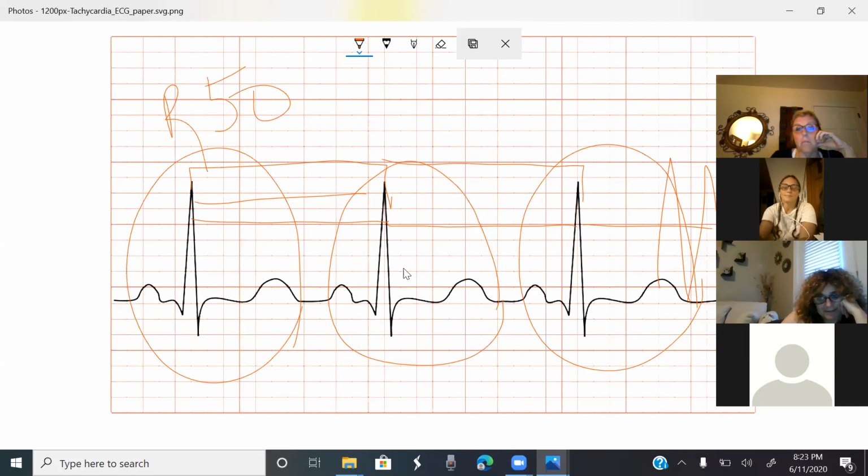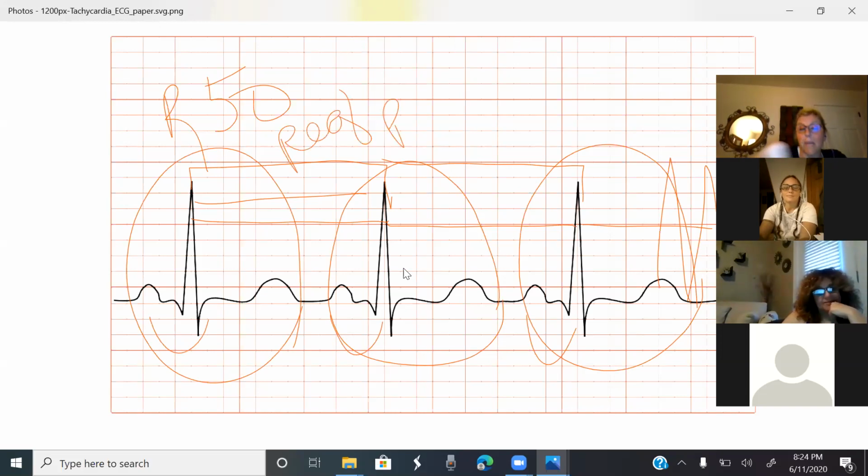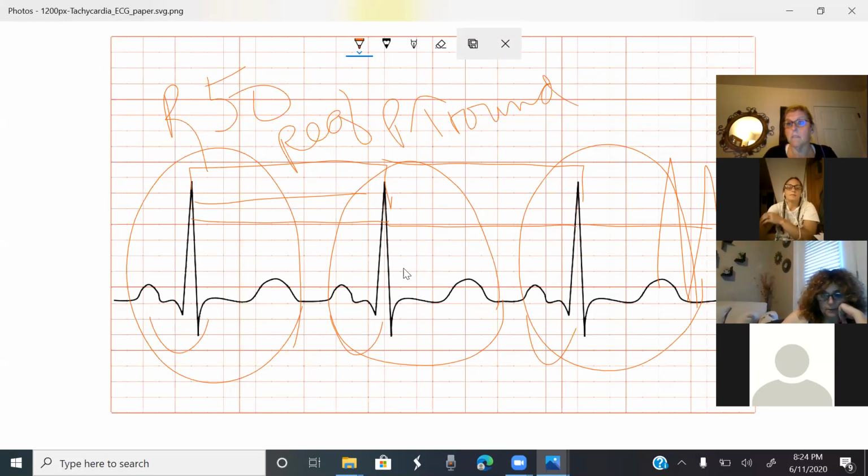Okay. Does it look regular? Is there 1-to-1? They look alike here. Okay. So we're going to say that this is regular. We're going to say our P is positive. It's round. Looking good. Okay. What's the next thing we're going to do? Measure our interval. So our third one is our interval.